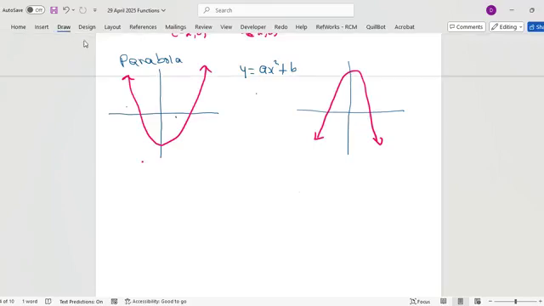When is the graph facing up? It's facing up if our a is positive. If our a is positive, the graph will face up. It's facing down if our a is negative, that is smaller than 0. If the graph is facing up, it is because a is positive. If the graph is facing down, it is because a is negative.